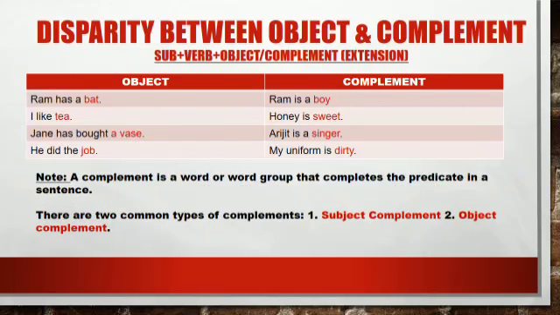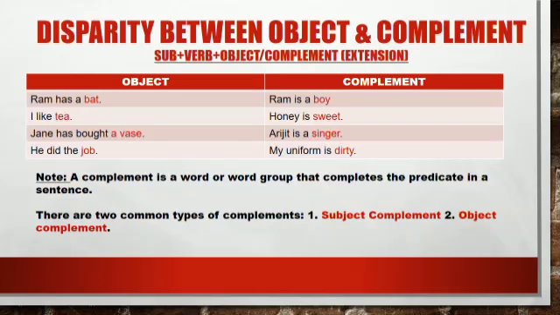Okay. Next, here we are going to discuss disparity between object and complement. So I have already said that the structure of a sentence that usually we call SVO, or subject plus verb plus object. Sometimes we say complement or extension. So here we are going to discuss the differentiation between object and complement. So here you can see the column object and complement. So check out the examples.